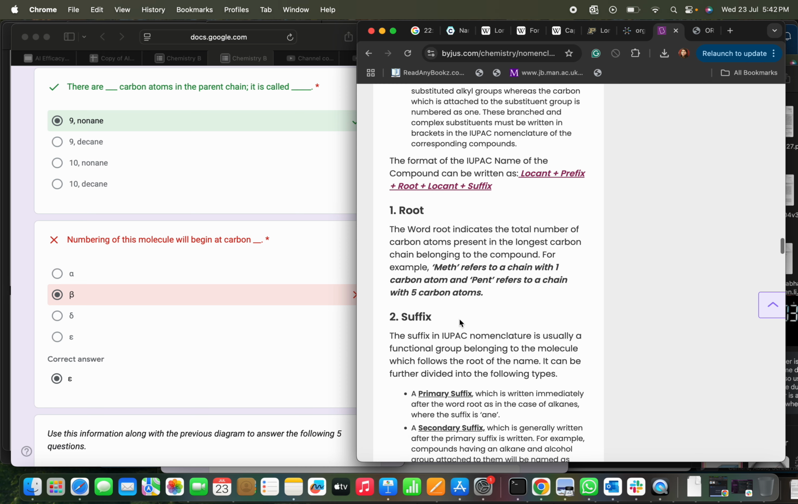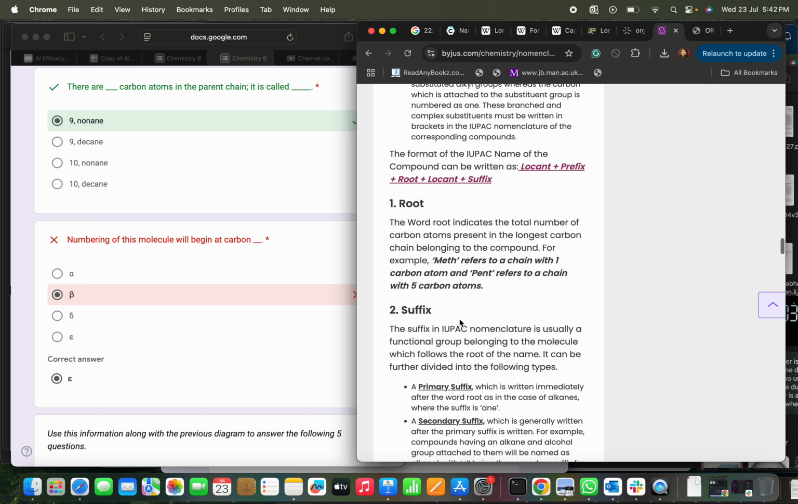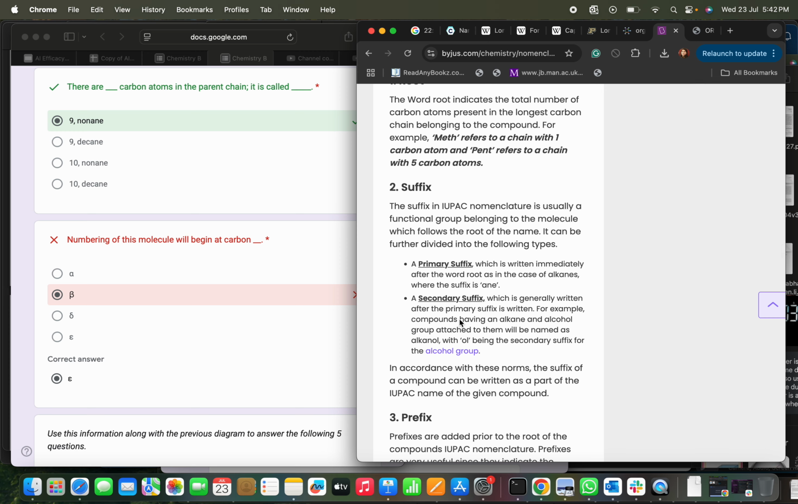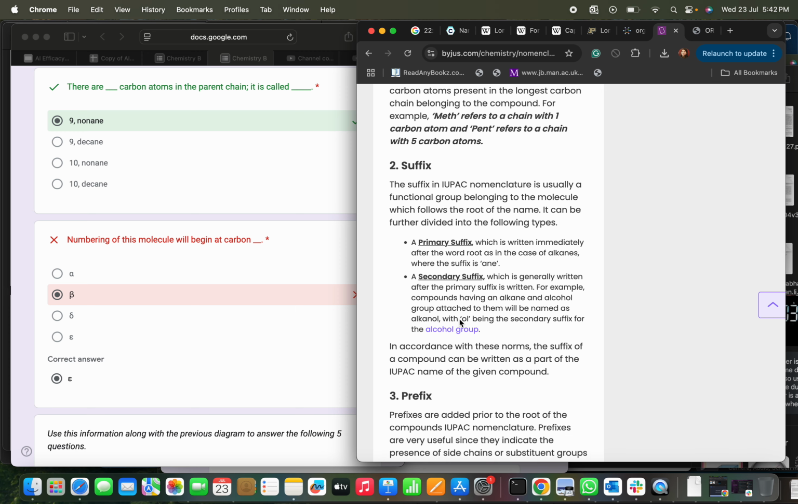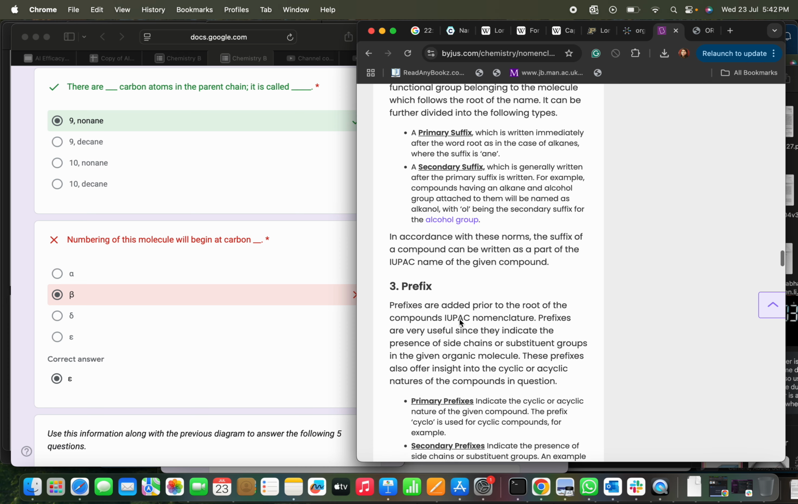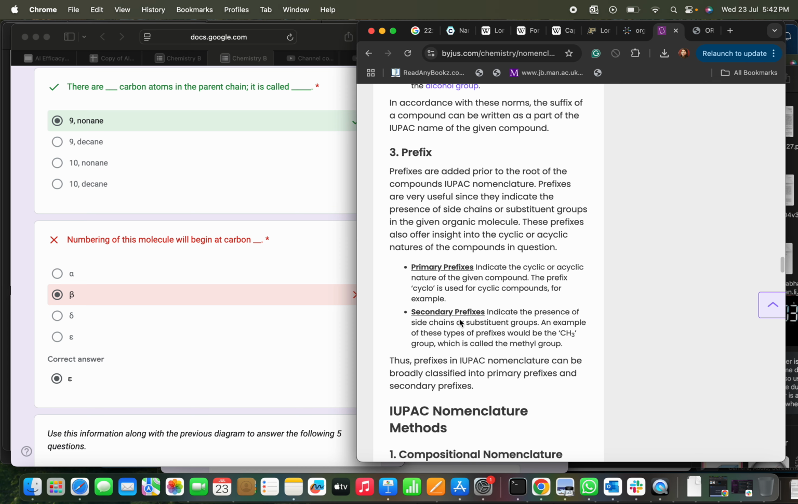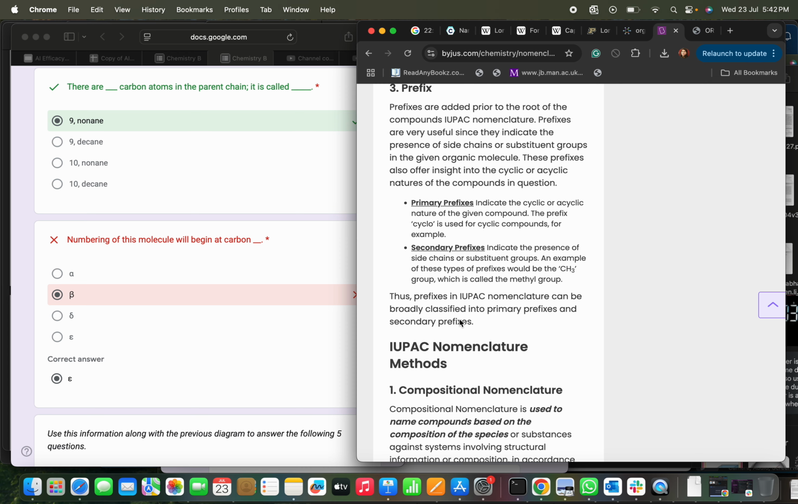For example, meth refers to the chain with 1 carbon and pent refers to the chain with 5. A suffix is usually a functional group. The primary suffix is written after the word root, as in the case of alkanes. The secondary suffix is generally written after the primary. For example, compounds having an alkane and an alcohol group attached to them are named alkanol, with an OL. Prefixes are added prior to the root. They are useful since they indicate the presence of side chains.